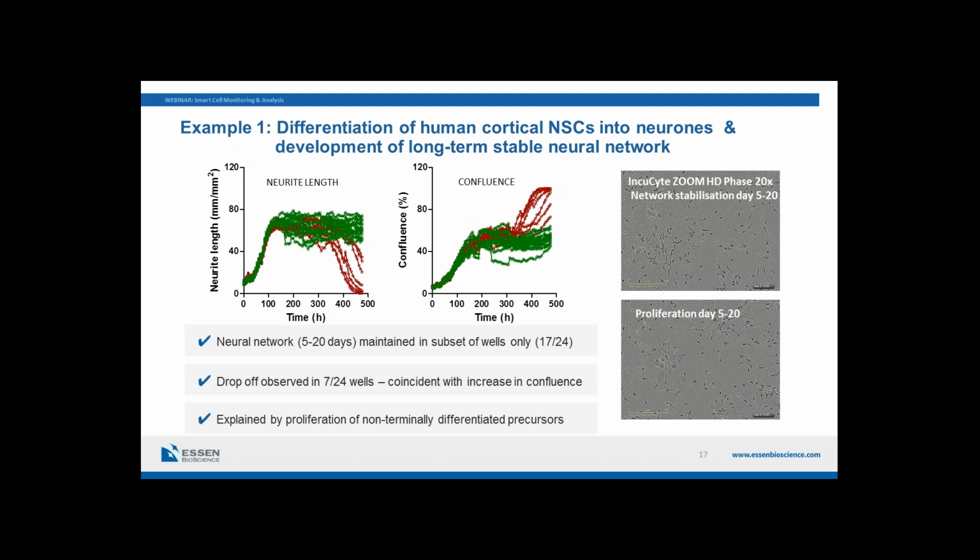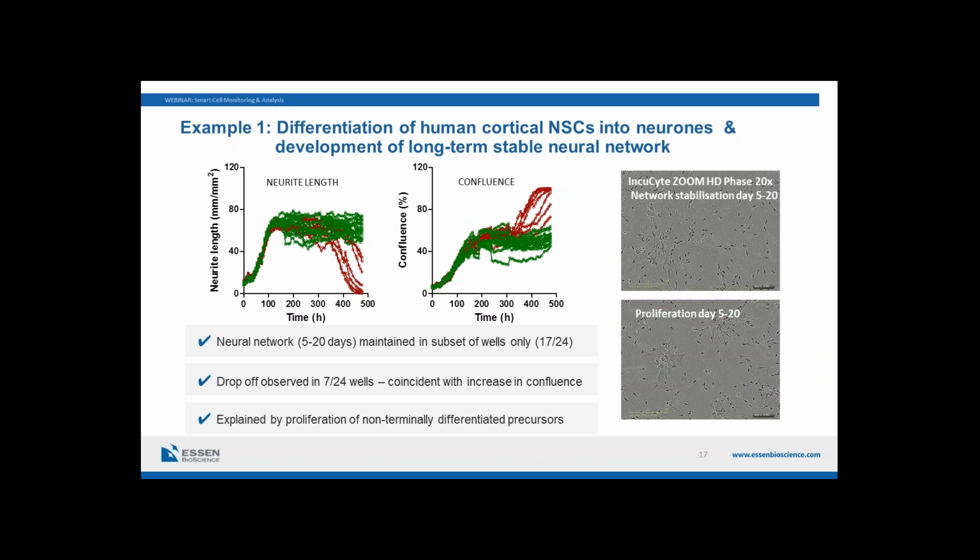Okay, now this is where it got interesting. When we continued to monitor these cells, what we noticed was after about 300 hours in culture, in a number of the wells, we began to see this deterioration and drop-off in the total neurite length. I've separated these wells out and color-coded them red. So in 7 of the 24 wells, we began to see this deterioration phenotype, which we weren't expecting.